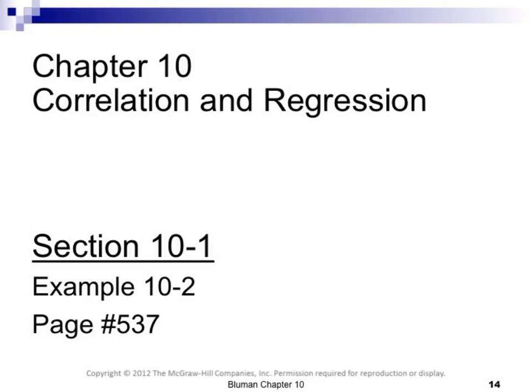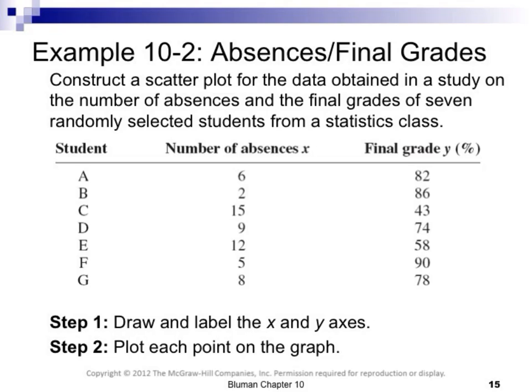Here's another example, page 537. And again, draw and label the x-axis, plot each point on the graph. We've got absences versus final grades. Students, we've got 1, 2, 3, 4, 5, 6, 7 students. And how many absences versus their final grade? Well, it's obvious. You can see the ones with a lot of absences have a pretty lousy grade, and the ones that have been there have a much better chance of making a passing grade.